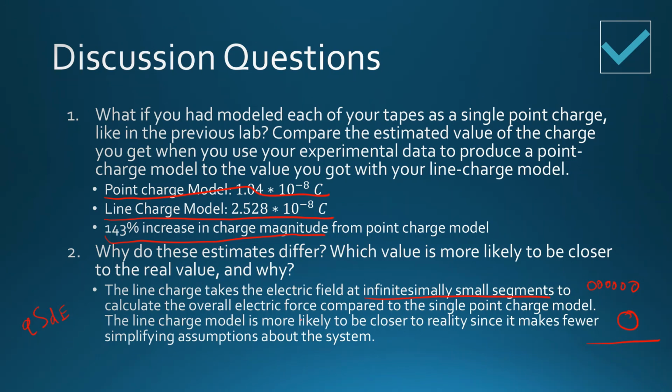The line charge model is more likely to be closer to reality since it makes fewer simplifying assumptions about the system, as I just mentioned, with the point charge being a single point compared to the real-life system being a line.